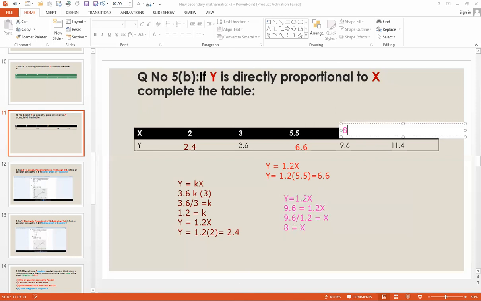So you have to write 8. Now we move toward the last part of this table. Very easy. Now the value of y is given, that is 11.4. Again, you have to write the equation.